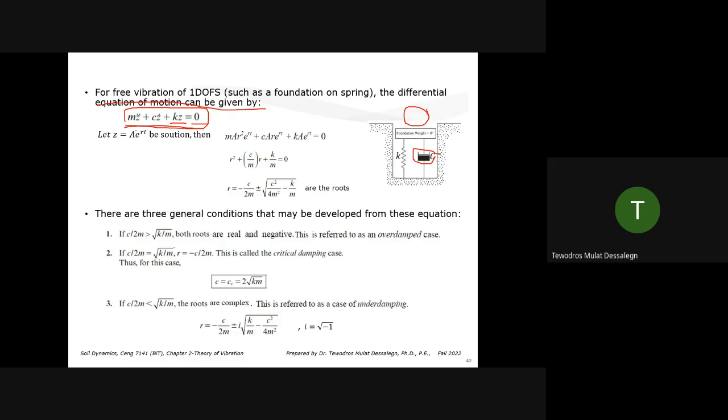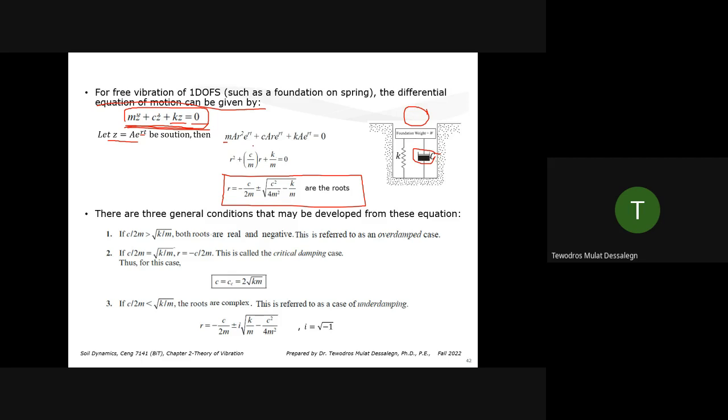So the solution of this differential equation has the form Z = A e to the power RT. You can see any advanced math book or your reference book for this. Now, if you solve it, for R you will have this quadratic equation solution form. Now we're going to have multiple cases. This is the solution of a quadratic equation for R.